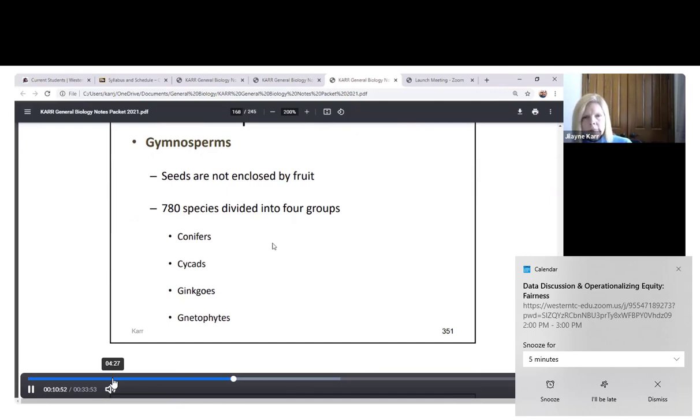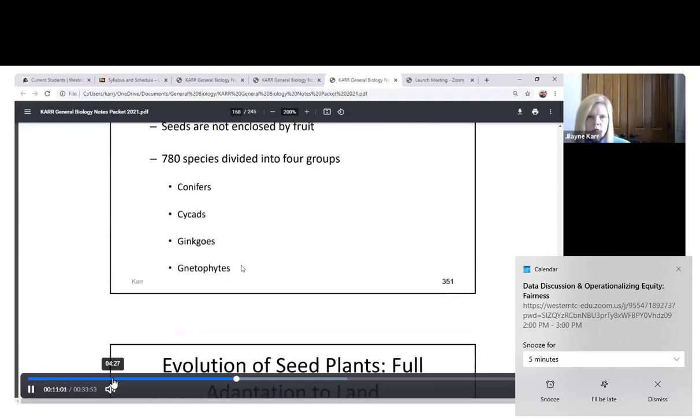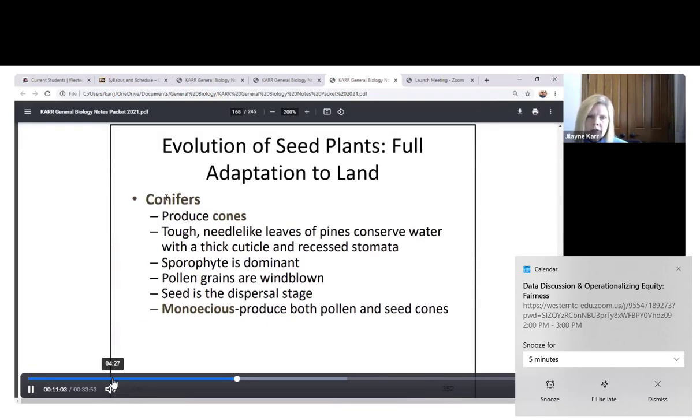And we'll go a little bit into detail, not too much into the different groups, but just so you understand, the gymnosperms are your familiar conifers, which are your pine trees that produce cones. So that's kind of the key feature of the conifers. So they have those pine cones where the seeds are maintained.